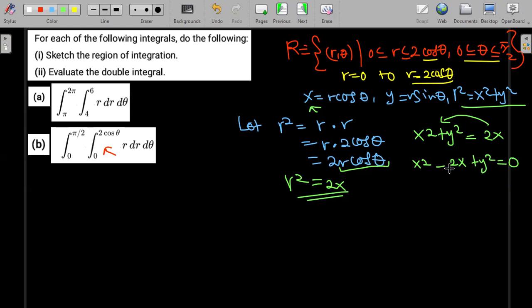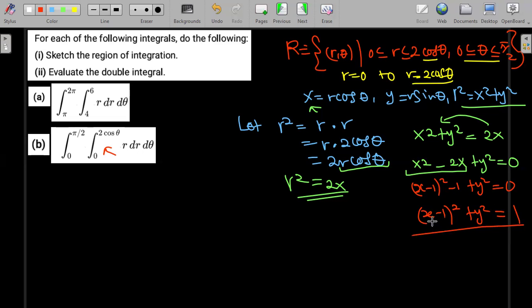So this one, we can complete the square here. Once we complete the square, what we get is simply (x minus 1) squared minus 1 plus y squared equals 0. So this will give me (x minus 1) squared plus y squared equals 1. So now we notice that this is actually a circle. This is a circle with center (1, 0) and radius equal to 1. All right, so that's what we get there.